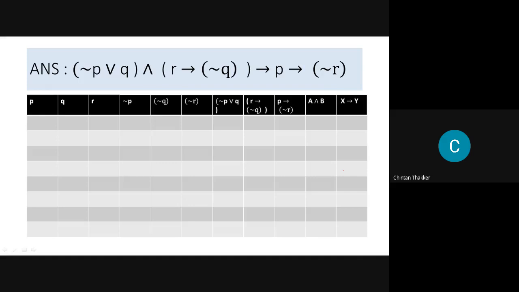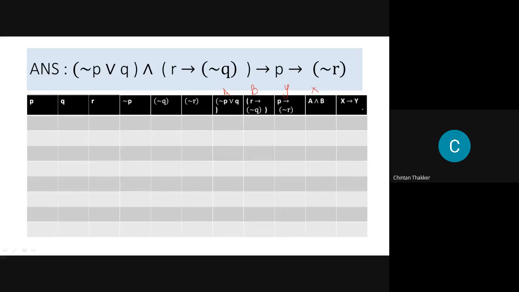Here we have P, Q, R, P implies negation of P, negation of Q, negation of R. Then we take A as negation of P or Q. Then R implies negation of Q, we denote by B. Then P implies negation of R, we denote by Y. This is A and B, denoted by X. So the last column is X implies Y. These are the columns of the truth table.